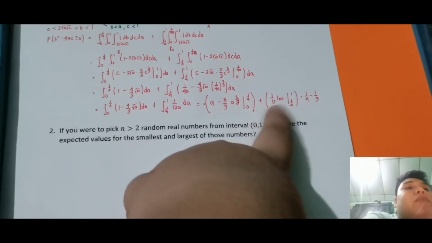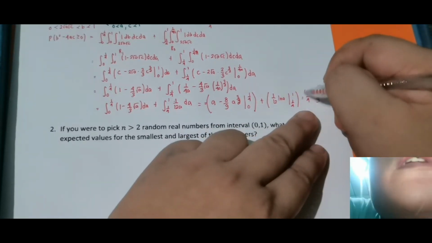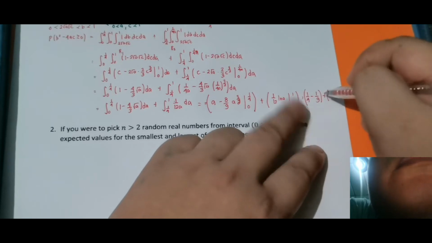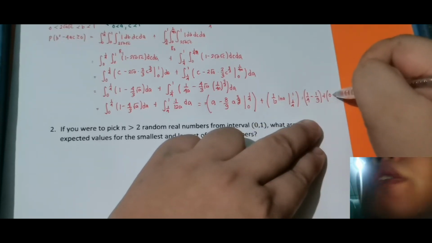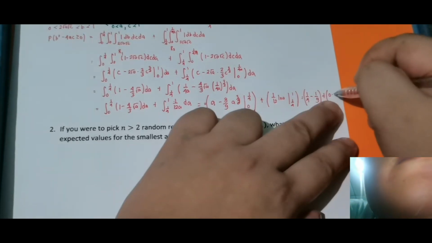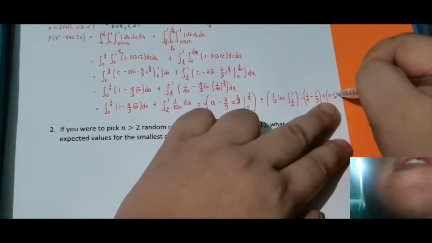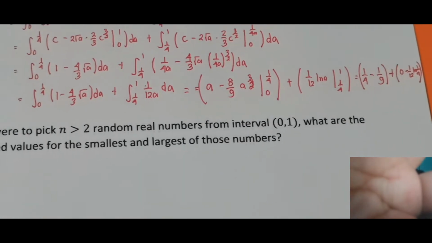Then 1/12. Okay, so ln of 1 is 0. So this is just, ilagay ko na lang ha, this is plus 1/12 times ln of 1, which is 0, minus 1 over 12 ln of 1 fourth. So sorry, di nakasya. So ln of 1 fourth yan ha.